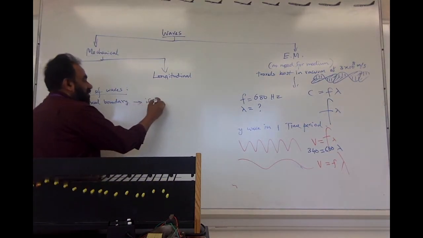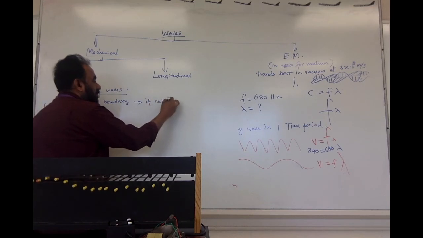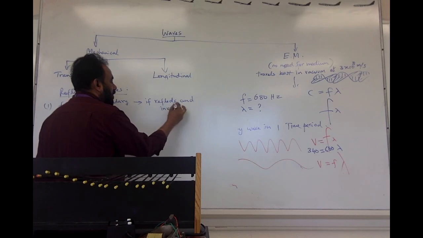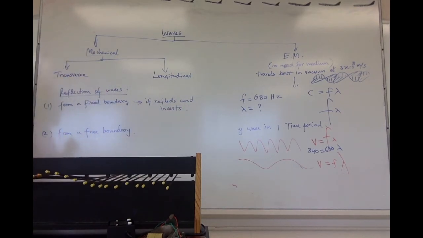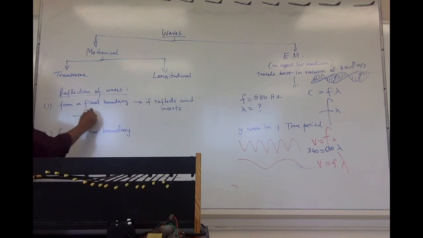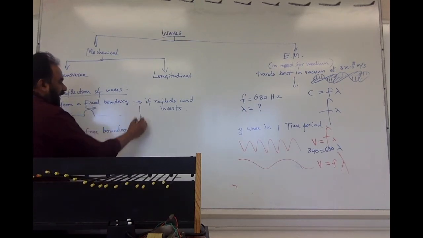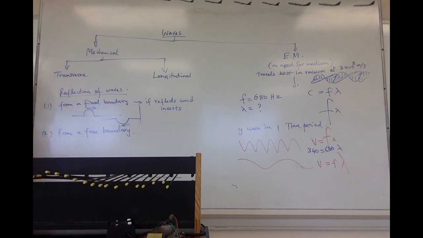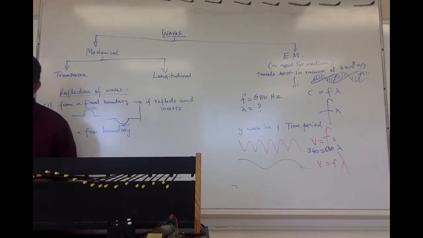So what happens from a fixed boundary? It reflects and inverts. Like if I'm sending a pulse like this, when it goes and hits there, it will come back that way. So it inverts and reflects.